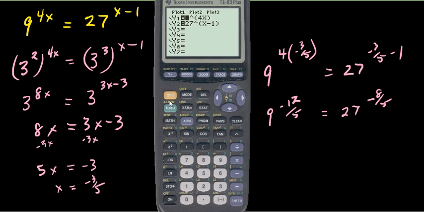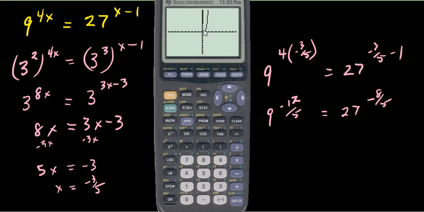So using graphing technology here, TI-83 is what we have. You go to your y equals button right here, and this is the screen that pops up, right? And so y equals 9 to the power of 4x. I'm going to put that into one of those, and then y equals 27 to the power of x minus 1. If you graph them both and you hit graph, you're going to see this.